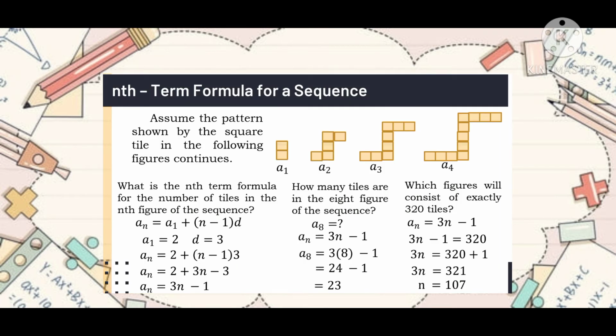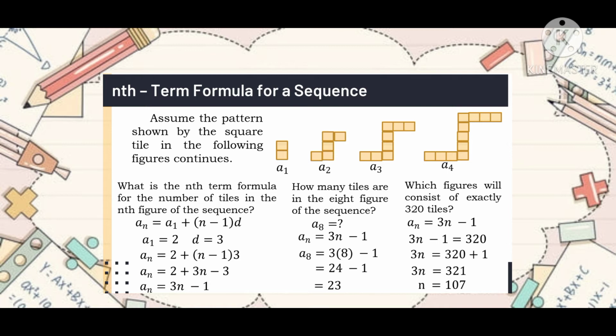Assume the pattern shown by the square tiles in the following figures continues. So, sa a sub 1, meron naman tayong 2 tiles. A sub 2, meron tayong 5 tiles. A sub 3, meron tayong 8 tiles. And a sub 4, meron naman tayong 11 tiles. So, the first problem is, what is the n-th term formula for the number of tiles in the n-th figure of the sequence?